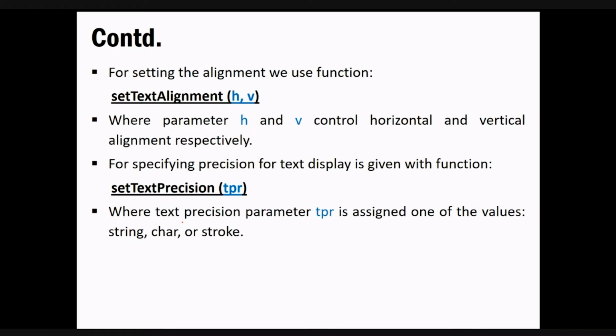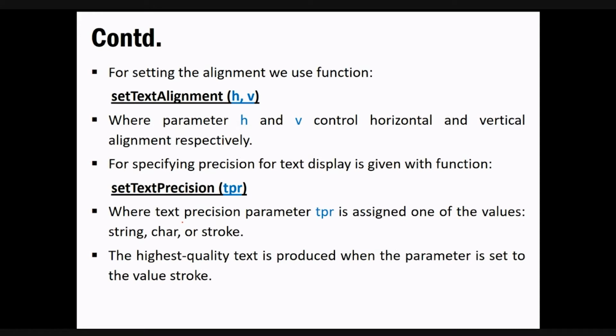One of the things you can set is string, char, or stroke. The highest quality text is produced when the parameter is set to the value stroke. Obviously the stroke would give you the highest quality because the sharpness would be more in that case, instead of the previous two. You can check this one by one. I can't show you this on your display screen or monitor, because these are very simple things that you can do.